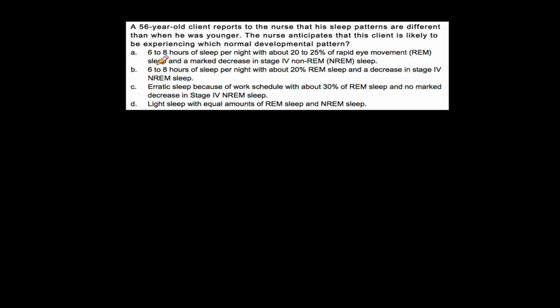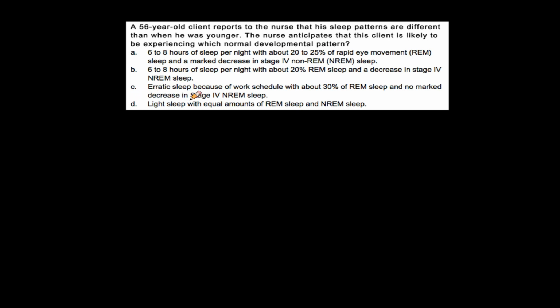A, 6 to 8 hours of sleep per night with about 20 to 25% of rapid eye movement, or REM, sleep, and a marked decrease in stage 4 non-REM, or NREM, sleep. B, 6 to 8 hours of sleep per night with about 20% REM sleep and a decrease in stage 4 NREM sleep, or non-REM sleep.